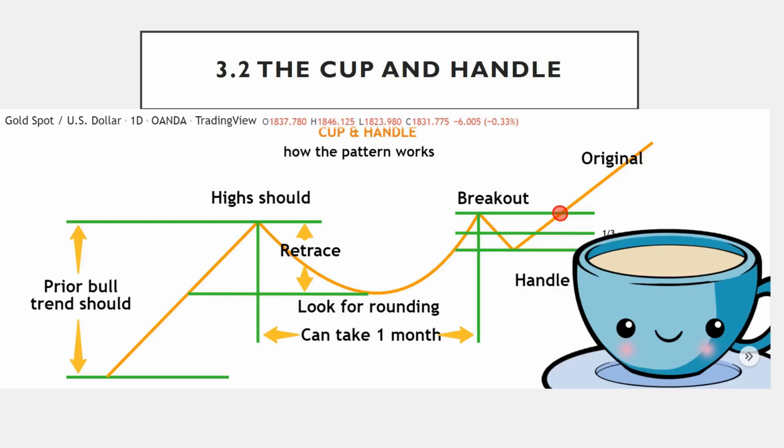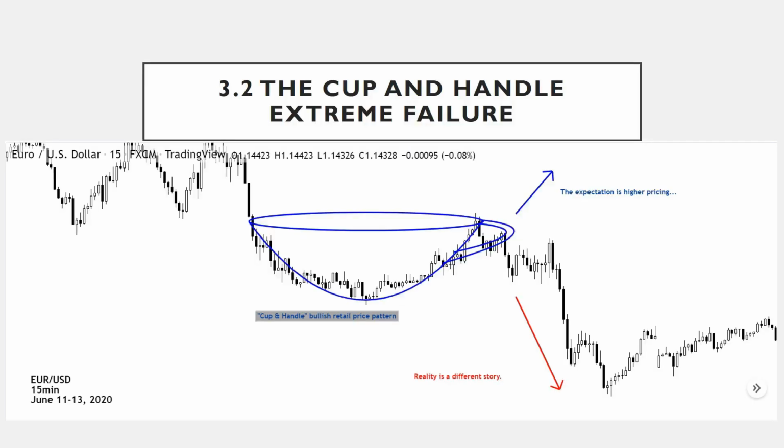So but there's a correction. The correction comes to form the handle, and then it goes back to the breakout, breaks that new resistance, and the price continues to go up. This is a situation where the cup and handle did not work. There's a cup and handle and the price is expected to go up, but instead the reality is different. Price goes down. So these charts are not 100%.